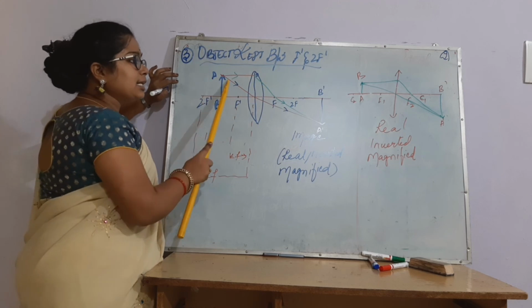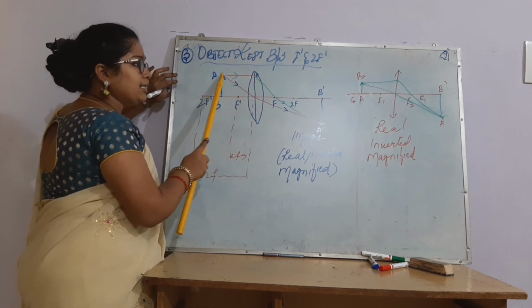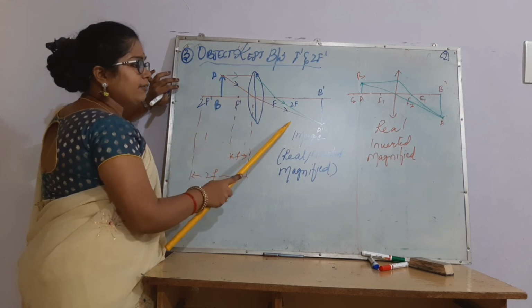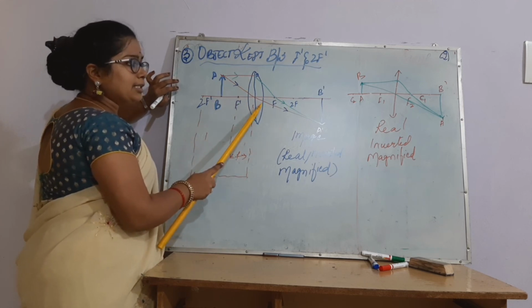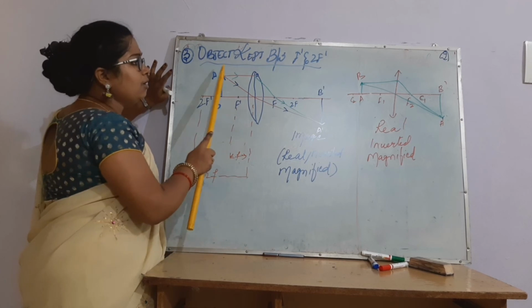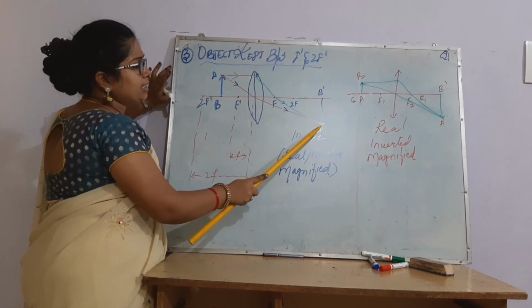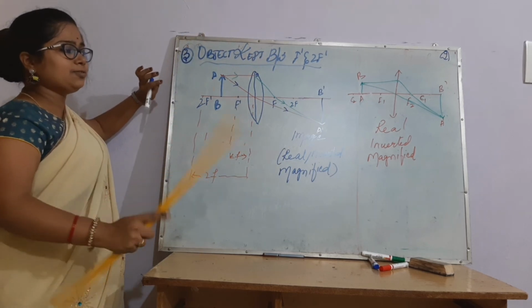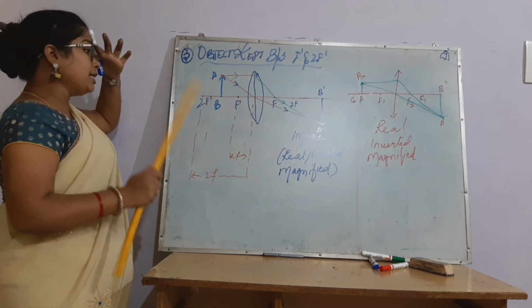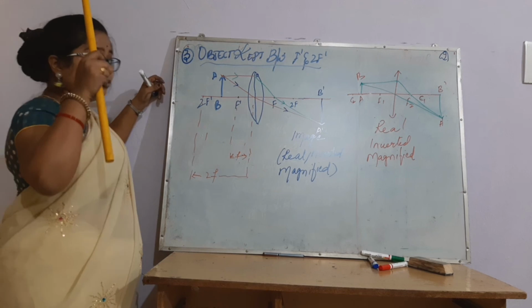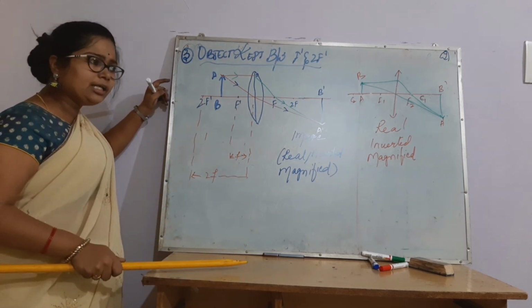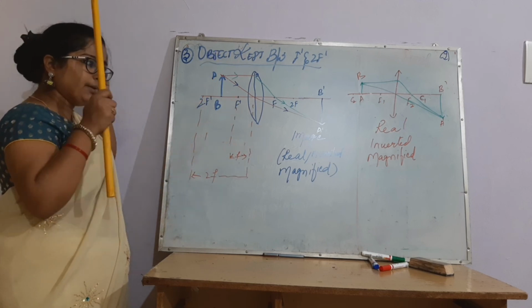Remember, this is the incident ray. This is the refracted ray. Incident ray, refracted ray, incident ray, refracted ray. As in the case of the optic center, when it passes, it does not deviate at all. So it goes like this, and the two meet here. Where the two rays meet, there the image is formed. You should make the rays meet to draw the image.